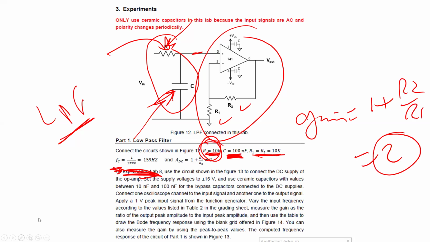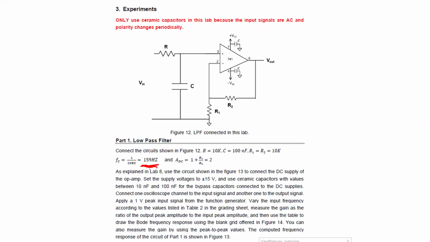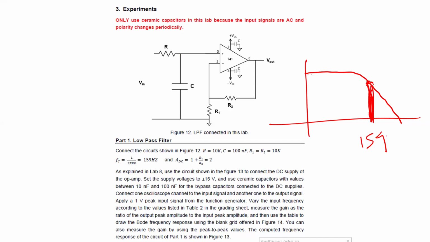if you do that, you will find the cutoff frequency is 159. That means you should see when you do the curve it has to be, I'm sorry, this is for high pass. This one is actually low pass. So it has to be this way, and then it's gonna go down here. So at this moment here, the cutoff frequency, this value should be 159 hertz. Okay.